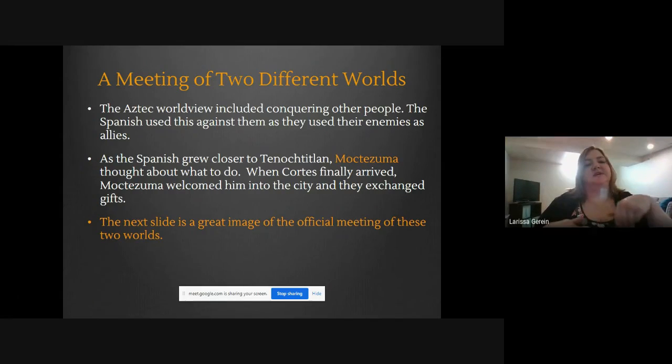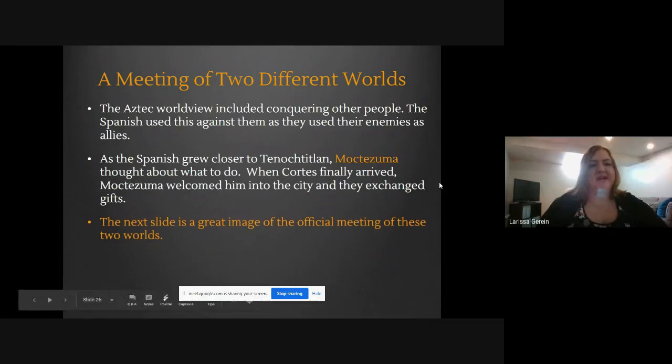They didn't really just kill them, as opposed to the Spanish, who, when they went into warfare, would just kill people, no questions asked. They didn't capture them, but they would use their enemies as allies. So as the Spanish grew closer to Tenochtitlan, Moctezuma thought about what to do. When Cortez finally arrived, Moctezuma welcomed him into the city and they exchanged gifts.